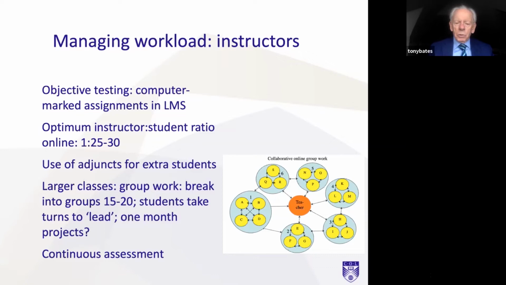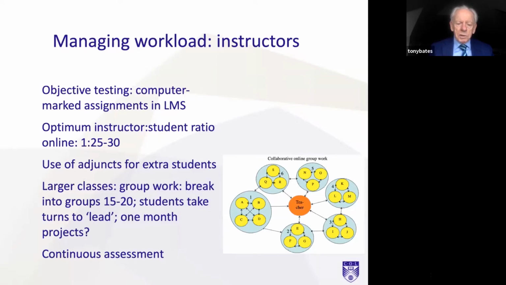Again, this is not always possible, but the optimum instructor-student ratio, if you're teaching online, for me is somewhere between 1 to 25, one instructor for 25 to 30 students. And I realize that isn't realistic for many courses that have to go online.